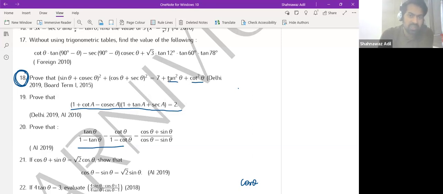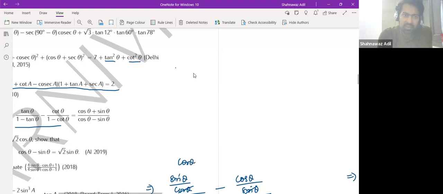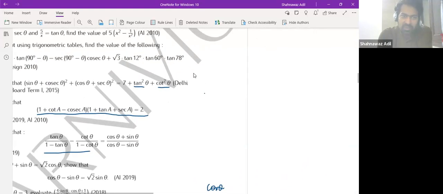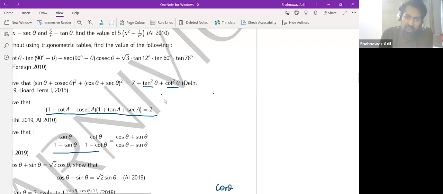So in here, what should we do? We should simplify the LHS, right? Not write them in sine and cos, because that will complicate things further. Is that clear, everyone? Yes, sir. So if we simplify this one, LHS would be (sine theta plus cosec theta) whole square plus (cos theta plus sec theta) whole square.